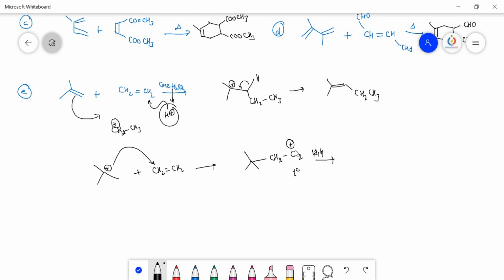1,2 hydride shift, hydrogen shifts over there, so that we get the plus. This is a secondary carbocation, which is still unstable, so the methyl group will shift over there. 1,3 methyl shift, so that we get the tertiary carbocation. Now hydrogen will be eliminated, giving the molecule like this, and this is the major product.